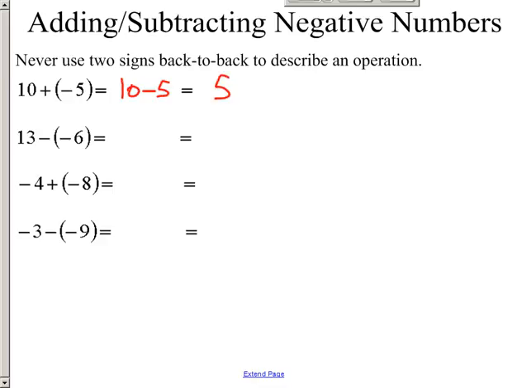Some people like to think of it this way. 10 is positive, so you're going to move to the right 10 units on a number line, and then we're going to move backwards 5 units. So if we go to the right 10 and backwards 5, it'll leave us at positive 5. Likewise, if we subtract a negative, we don't want to use two signs in a row. Whenever we have subtract a negative, it becomes plus a positive. So this is really the same thing as 13 plus 6, which is 19.